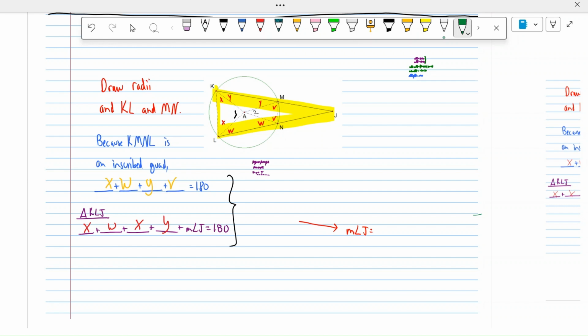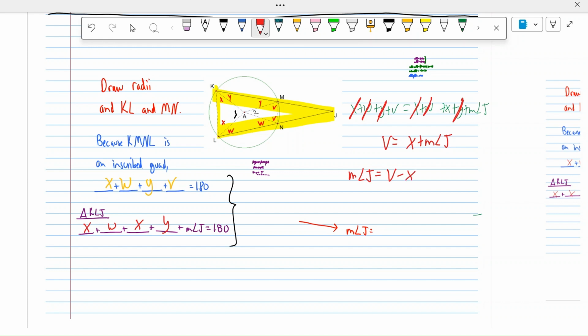On the left, I'll take X plus W plus Y plus V. On the right, X plus W plus X plus Y plus the measure of angle J. So again, transitive, these are equal to each other. Let's subtract an X and a W from both sides. We can subtract a Y from both sides. So now V is equal to X plus the measure of angle J. If I subtract X from both sides, the measure of angle J is equal to V minus X, which is simplifying down quite a bit.